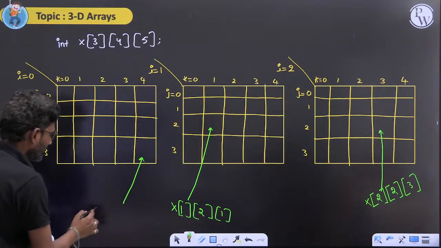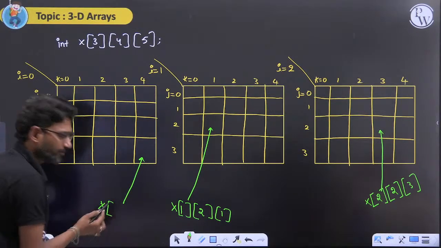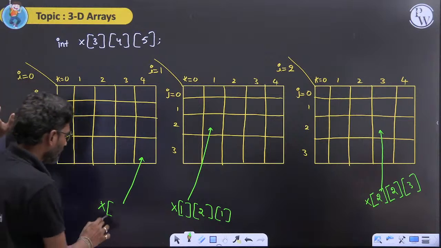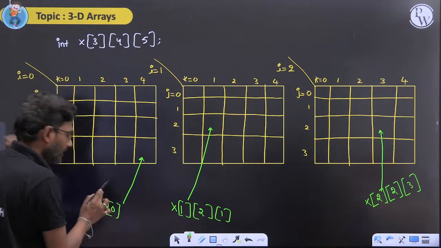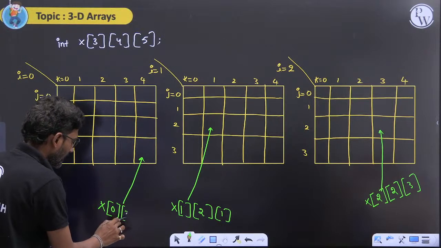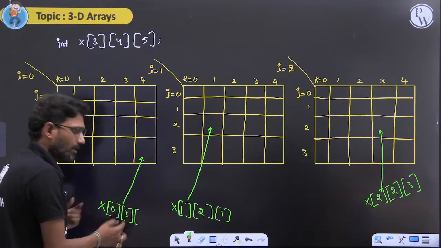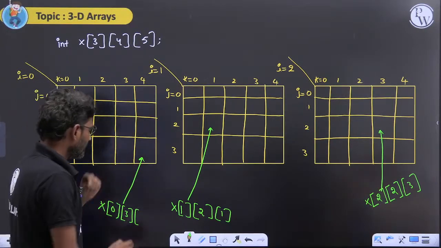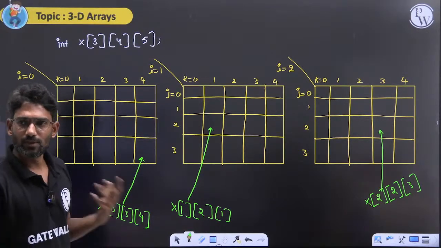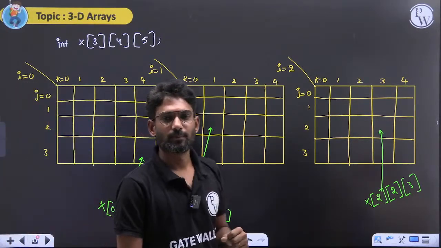It would be x of, whichth 2D array? 0th 2D array. In that 2D array, whichth 1D array? 1D array number 3. In that 1D array, which element? Element at index 4. So 0, 3, 4. Perfect, perfect.